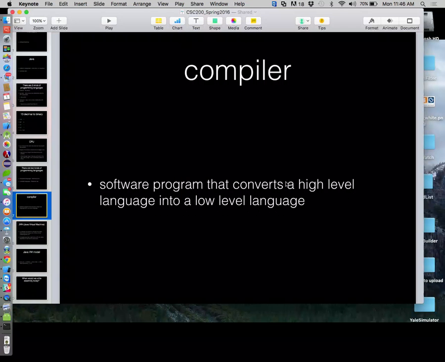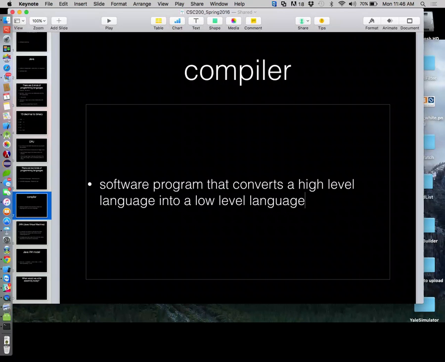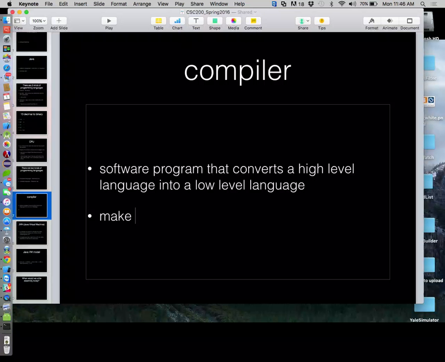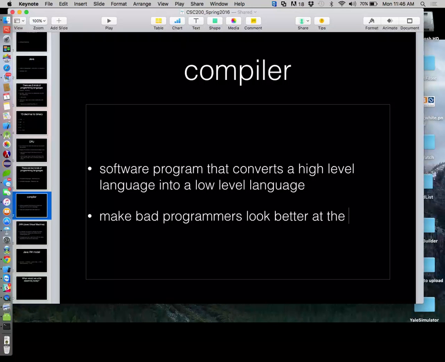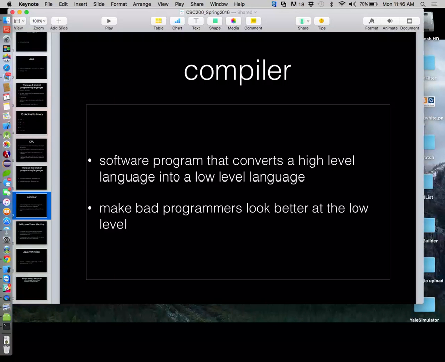In fact, we might even say one of the jobs of a compiler is to make bad programmers look better at the low level. So as long as you're writing accurate code, that is, code that solves the problem, a compiler might turn your code into more efficient underlying low-level code.